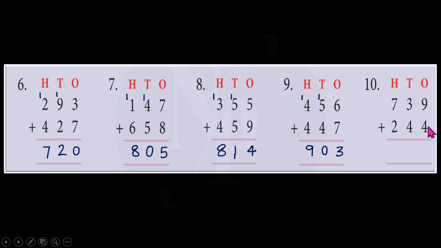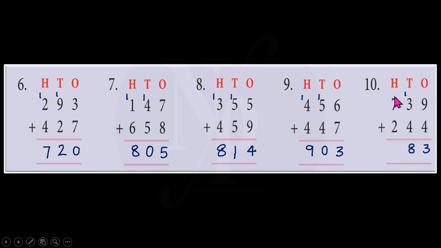So 9 plus 4 is 13. 13 ones are regrouped as 1 ten and 3 ones. Now we add the digits in tens column. 1 plus 3 is 4. 4 plus 4 is 8, which represents 8 tens. So we write 8 in tens column. No regrouping is involved in this step because 8 is a single digit number.